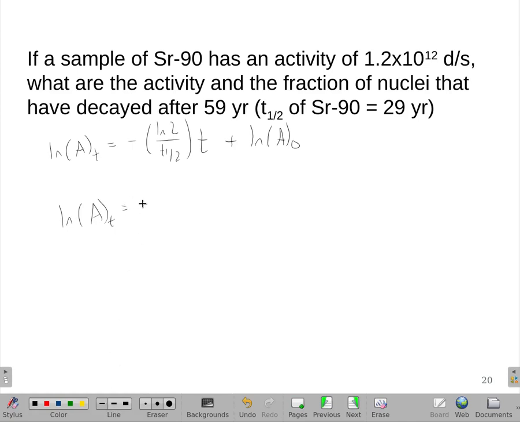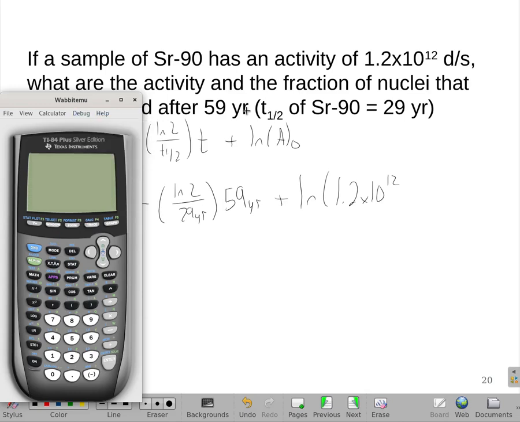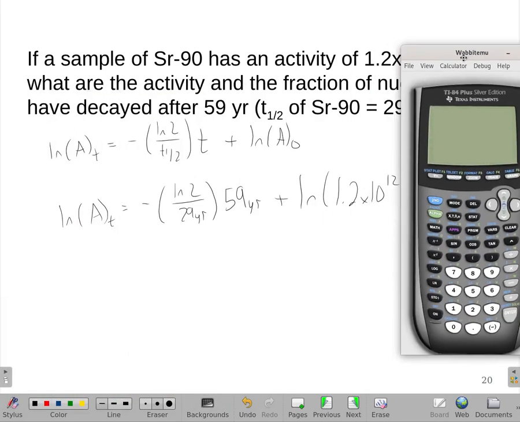Now we do have the half-life. It is 29 years. And we do know how long we're going to let it wait, 59 years. And we know the original decay of 1.2 times 10 to the 12th. Alright, I need to bring out my calculator. That's okay, I can move this over here. So I'm going to solve everything here on the left.